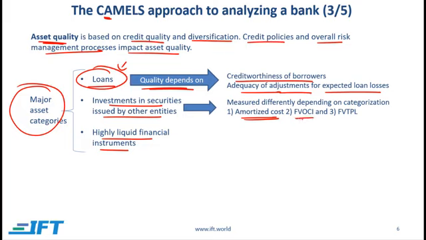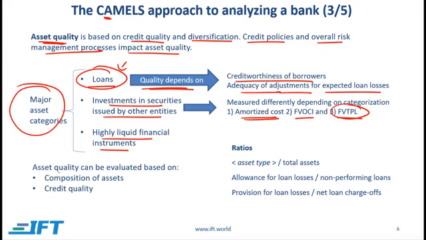Then we have fair value through other comprehensive income. Here an asset is shown at fair value, but unrealized gains and losses go through OCI. Here we need to analyze whether the unrealized gains and losses are being measured well or not. And finally, fair value through profit and loss. This is relatively easy. All the unrealized gains and losses also go through the income statement.